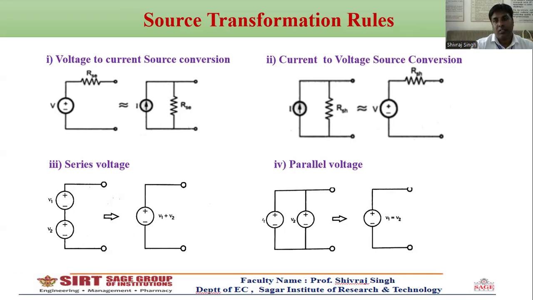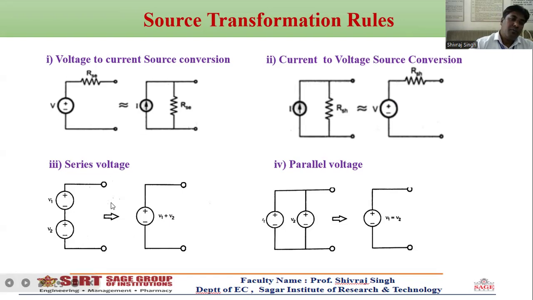The second method is current to voltage source conversion. In this case, a current source is connected along with a shunt resistance. This current source may be converted to a voltage source along with a series resistance, where the voltage source must be equal to V equals IR.